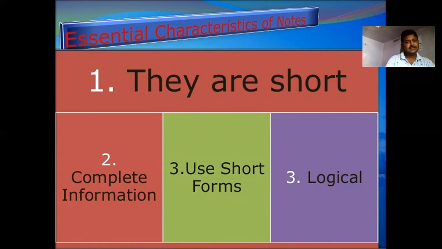First point is they should be very short. As I told you, we should not go for lengthy sentences in our note making. We should observe the main points and dictate them. We have to write them as points 1, 2, 3, 4, 5, 6, 7, 8. And if you want to make a clear idea about main points and sub points, the first point can have subdivisions of A, B, C, D, and like that.